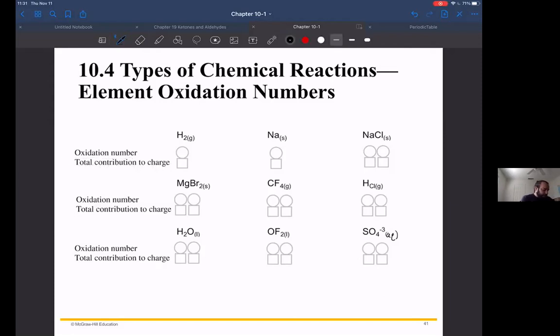Okay, so hydrogen gas is in its elemental form. So this would have an oxidation number of 0, which then the contribution to the total charge would be 0. This sodium is in its elemental form, so it would have an oxidation number of 0. Contribution to the total charge is also 0. All right. What's important is that the sum of these oxidation numbers has to total the same sum as what you see in the compound itself.